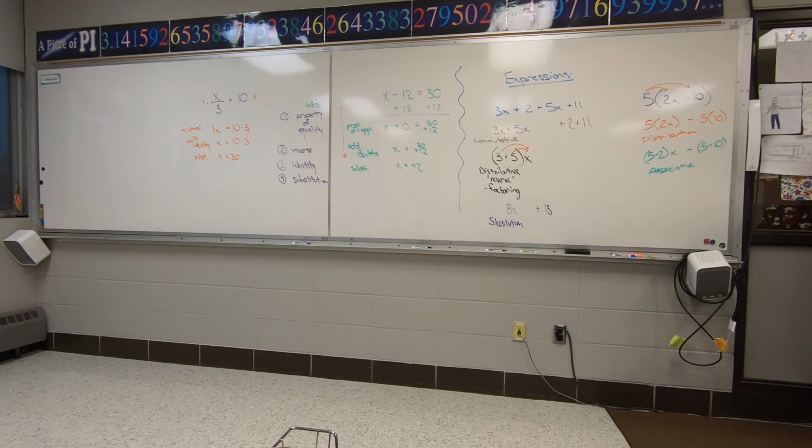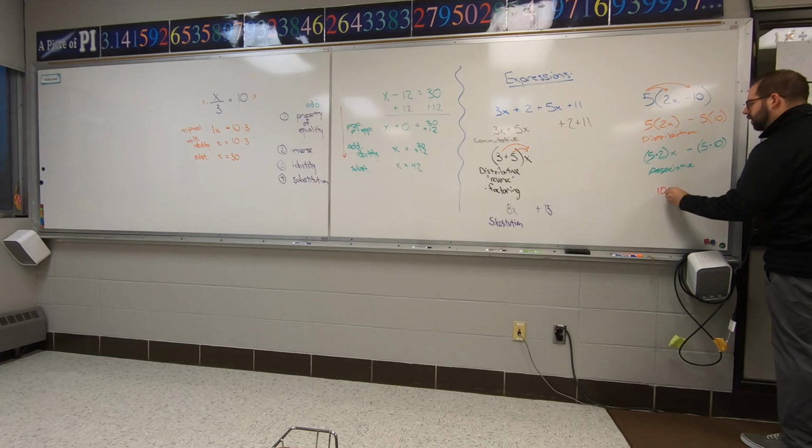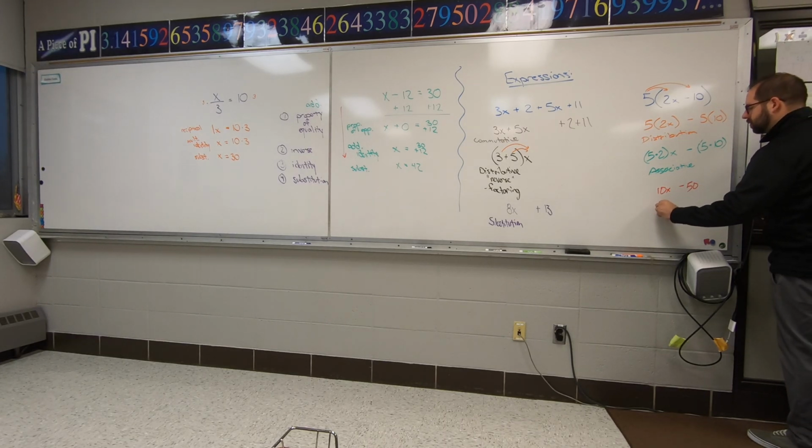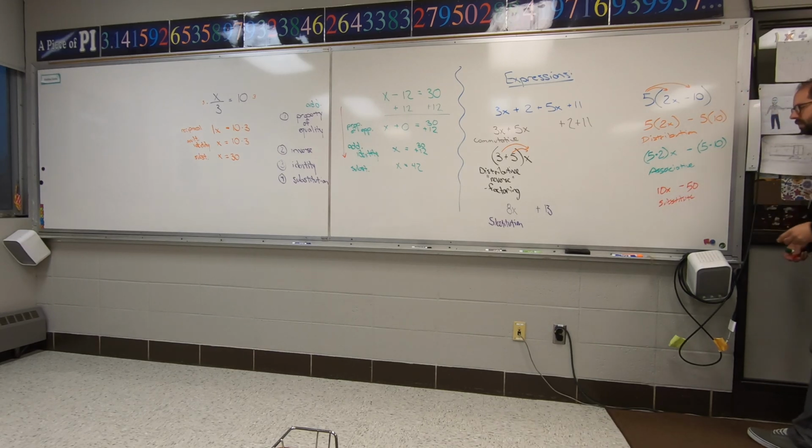Now, what was that property you said earlier? Substitute. Now the numbers can see each other, so now you can do the work. What's 5 times 2? 10. And 5 times 10? 50. And that's substitute. Done.